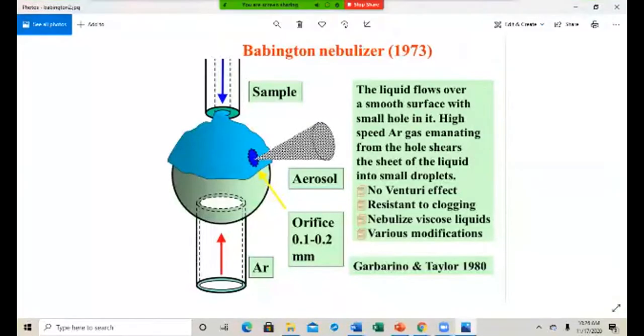This is an example of the Babington nebulizer. When you have the sample material, whether it's medicine or water or whatever, it coats the glass sphere and air is forced in this way. And when it gets to the hole, it shoots out into a mist. Okay, that's the Babington nebulizer.